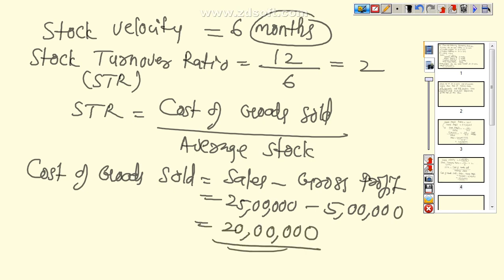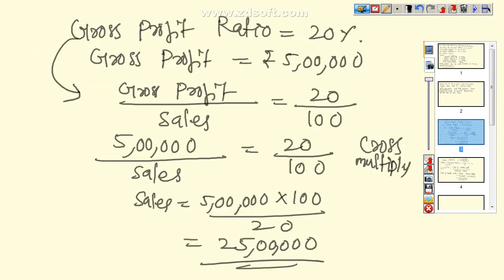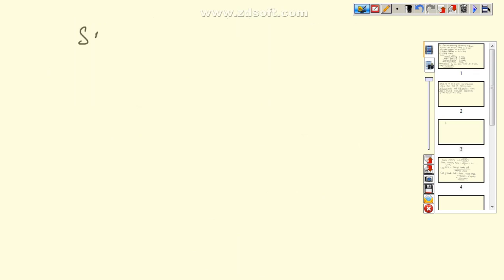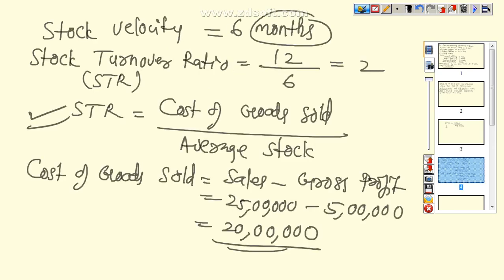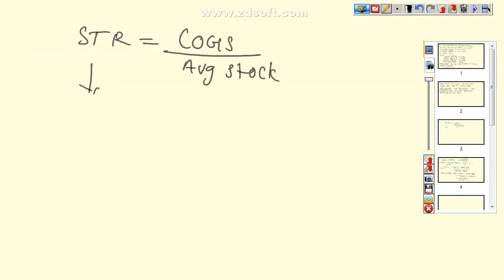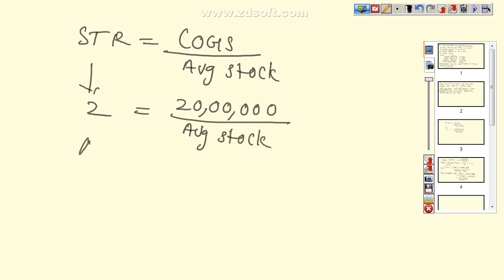Now we can substitute this cost of goods sold in this main equation. So next slide, STR is equal to cost of goods sold upon average stock. We have calculated the value, STR is equal to 2. So 2 is equal to cost of goods sold, 20 lakh, upon average stock. So from this, average stock is equal to 10 lakh.